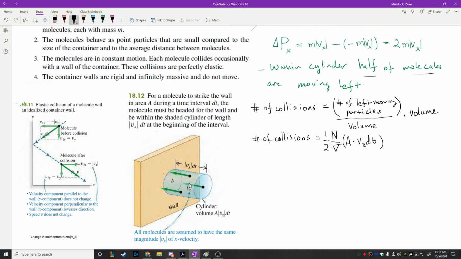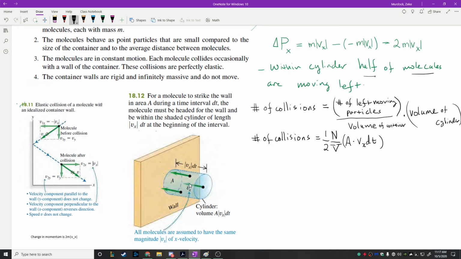Right? So N over V is a macroscopic representation. In the denominator here is the volume of the container. It's just the volume of the container. And this is the volume of the cylinder, because we're just looking at a little piece.